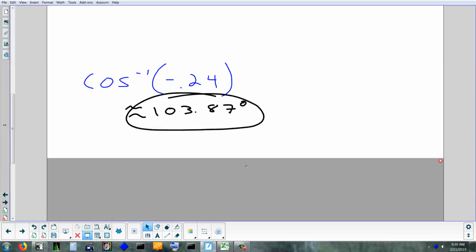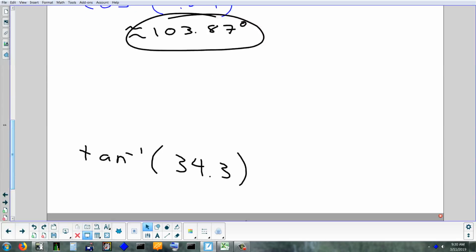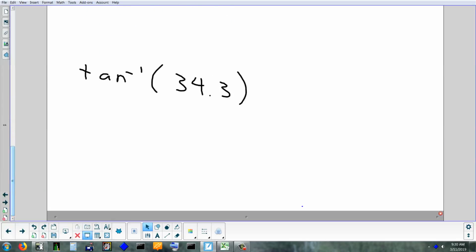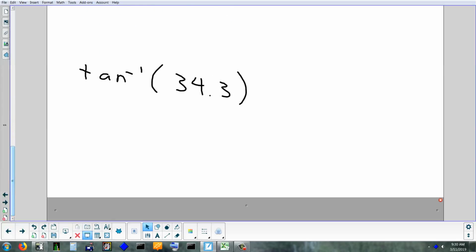Okay, you should be comfortable with doing it in degrees or radians. I did both, I just didn't write both. Okay, and inverse tangent. Okay, so inverse tangent of 34.3.